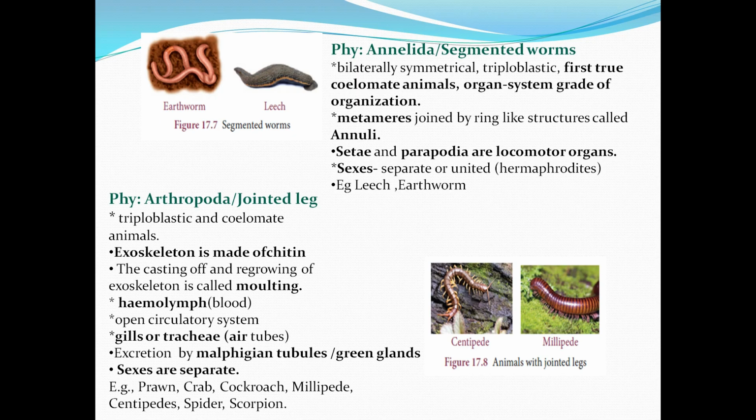And they have the blood which is called hemolymph that will circulate in the spaces of the body. Inside the spaces of the body, they will not have any vascular system, and so it is said to be the open circulatory system. They have the gills and the tracheae or air tubes for respiration. They excrete by Malpighian tubules and green glands. And sexes are separate. Example: prawn, crab, cockroach, millipede, centipede, spider and scorpion.